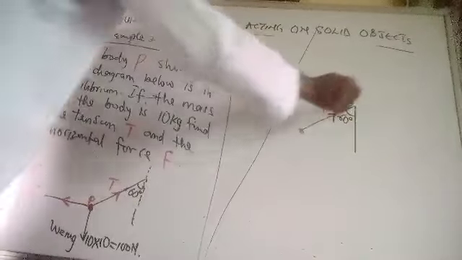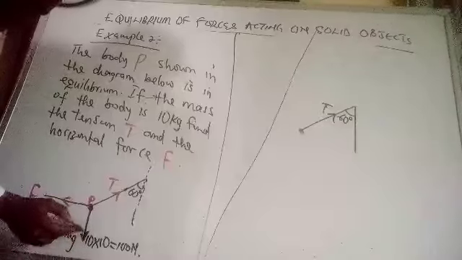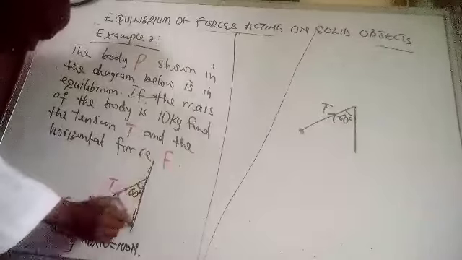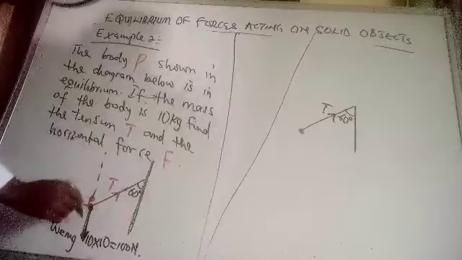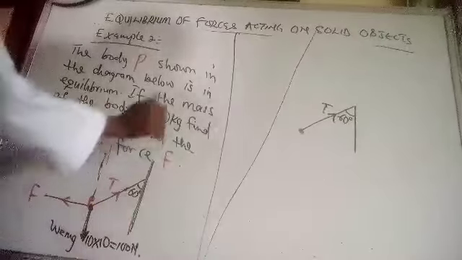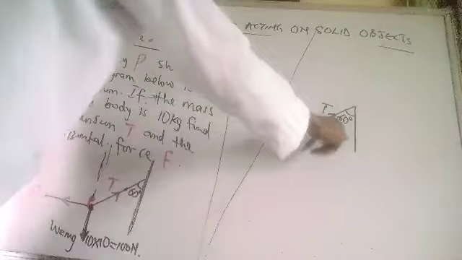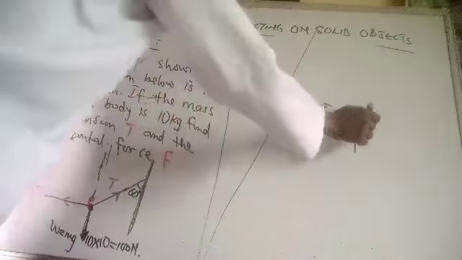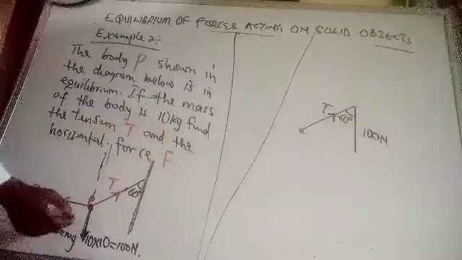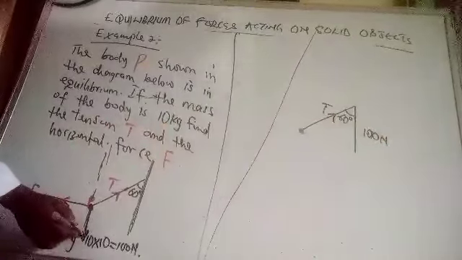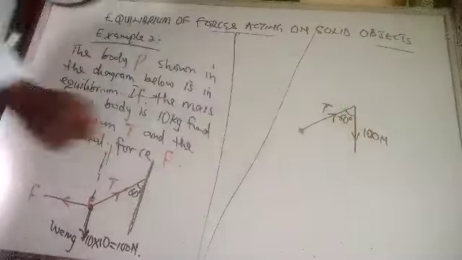But this vertical will now represent this weight. Why? Because this weight is also vertical. As you can see, this and this are parallel to each other. See, if I extend this one up. Since they are parallel to each other, this can represent this in this diagram. So this will be 100 Newton. The only thing is that since the direction of the weight is downward, you must put the arrow downward.